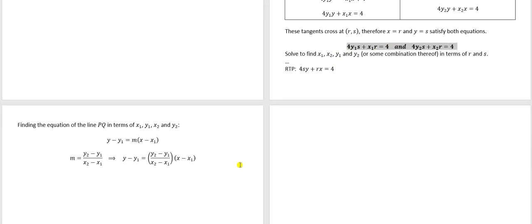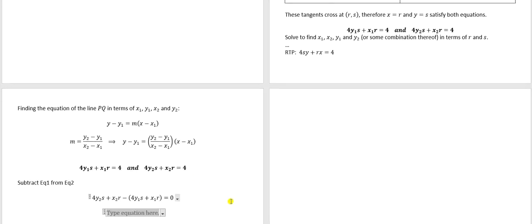If I take these equations and I combine them in the way that we might do if we were solving simultaneously, so I subtract equation 2 from equation 1. So equation 2 is the one on the right. In which case, the other way around. Equation 1 from equation 2, we'll have 4y2s plus x2r minus 4y1s plus x1r equals 0.